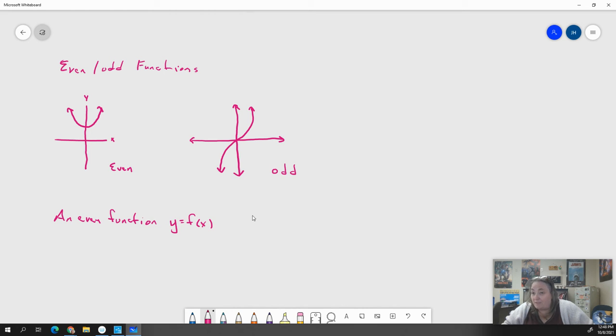An even function, y equals f of x, has, for each element in the domain. So any x value you can put in, for each element in the domain.